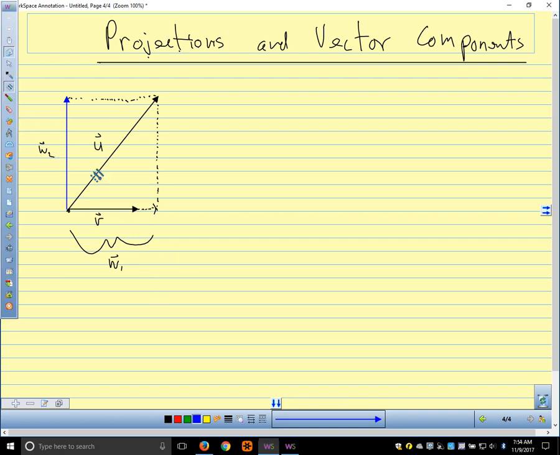So W1, and I'll do this in blue just so we see we're extending this. There's my blue, and there's my blue arrowhead. So we're interested in the vector component of u in the direction of v, and the vector component of u orthogonal to v. And from our drawing, we can write that the vector u equals W1 plus W2.